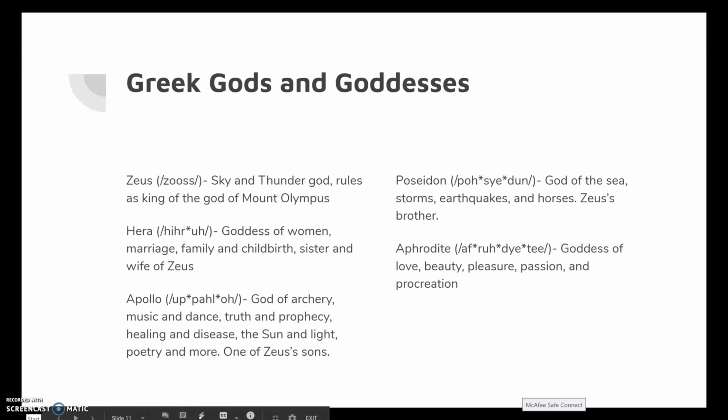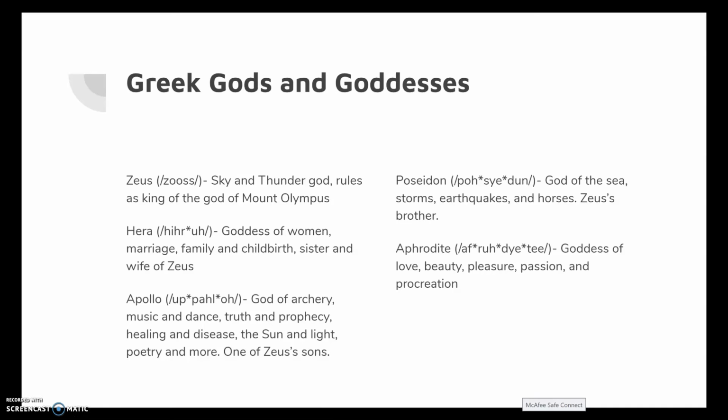All right. In Greece, they believed in multiple gods and goddesses. They were not a monotheistic, a polytheistic society, meaning they believed in multiple gods.